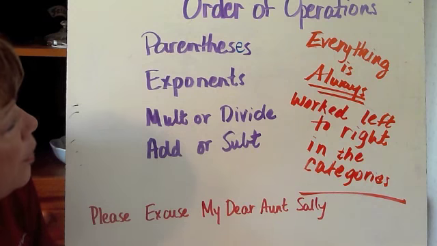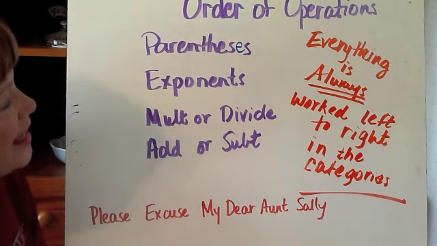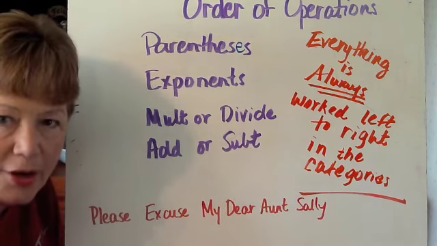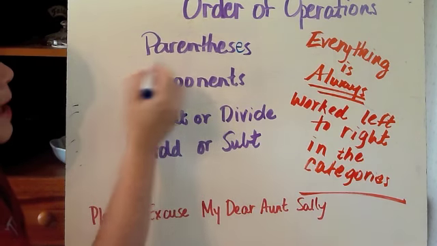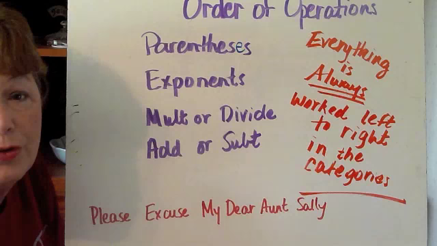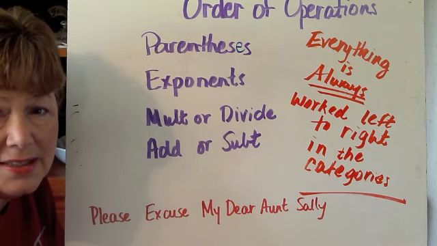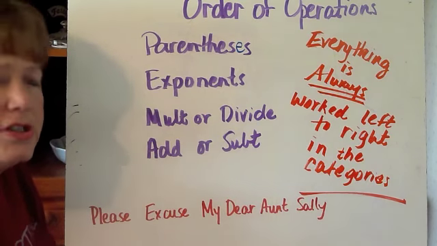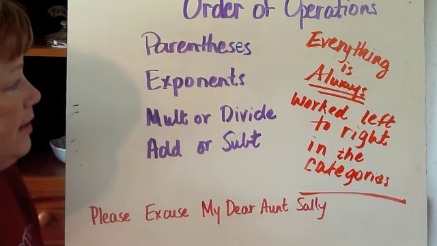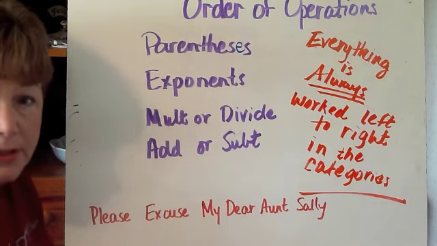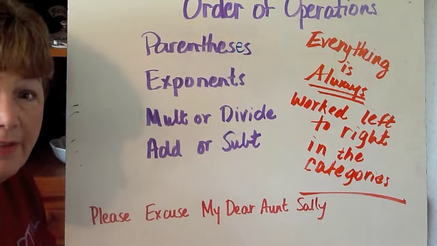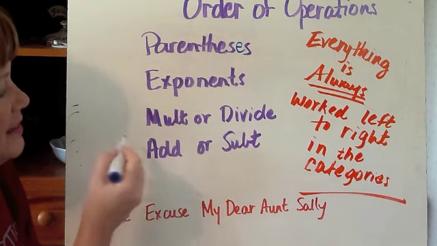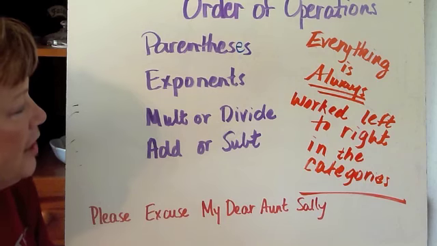Now, what I want to point out here is everything is always worked left to right in the categories. So in your math problem, if you have several items in parentheses, you work the parentheses on the left first and move over, just like you were reading in a book left to right. If it has several exponents, you do the exponent on the left and then you do the one moving toward the right. The same thing is very true in multiplication and division.